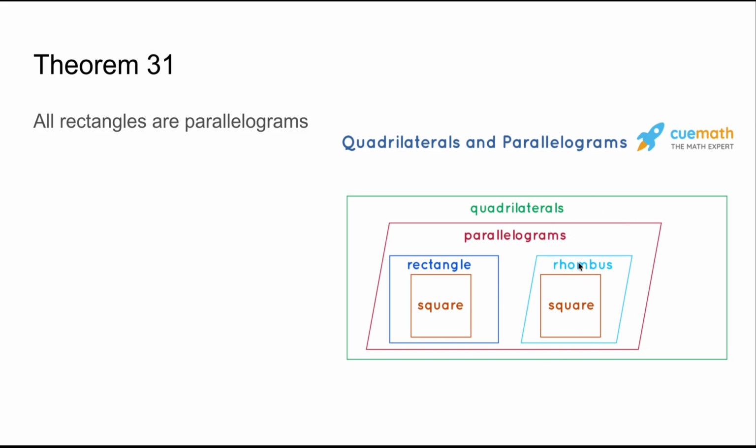Now, if you think about it, a rhombus and a square have four equal sides. A rectangle has two equal sides and two equal sides, right? Two different sets of equal sides. But all of these are parallelograms because they all have a top and a bottom that are parallel and a left and a right that are parallel. Two sets of parallel lines. That's what makes something a parallelogram.